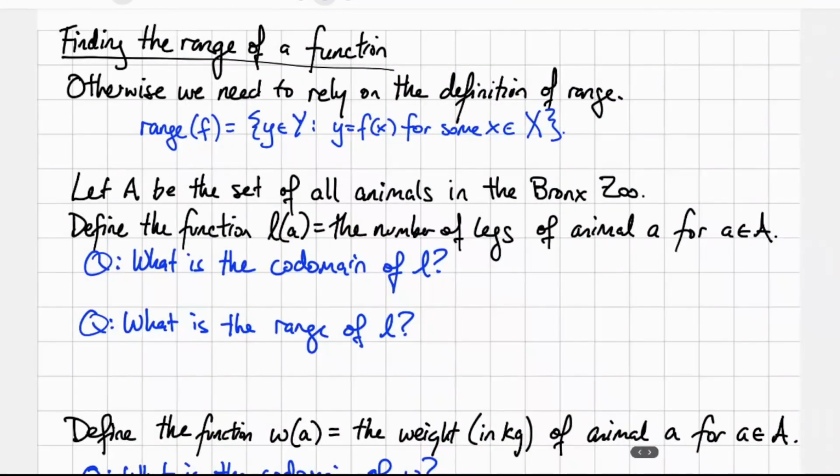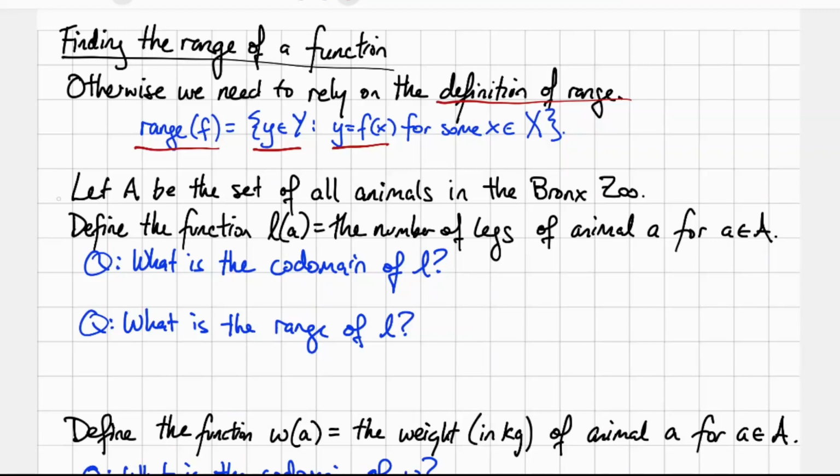All right, now let's talk about when we're not in one of those two simple cases. We will need to rely on what the definition of range is. So remember, the range of a function is the set of all little y in the codomain, where y is equal to f of x for some x in the domain.